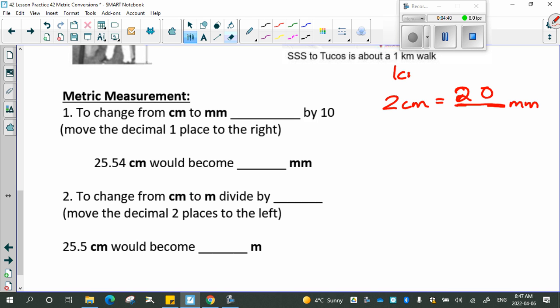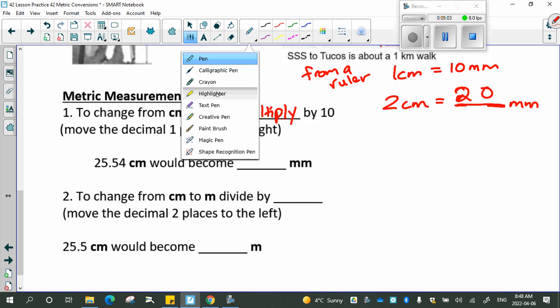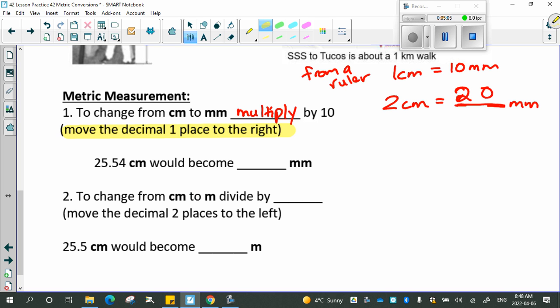So we know one from our ruler. From a ruler, we can see that 1 centimeter is 10 millimeters. So 2 centimeters would be 20. And then how did you get from 1 to 10? Multiply by 10. Another way of thinking about it is to move the decimal one place to the right. Okay?